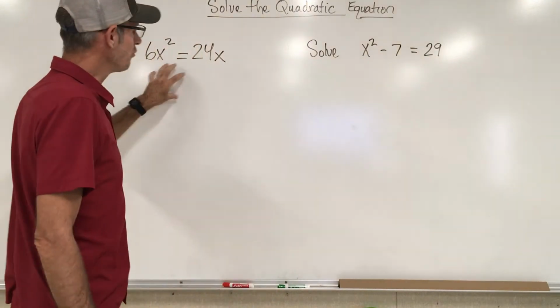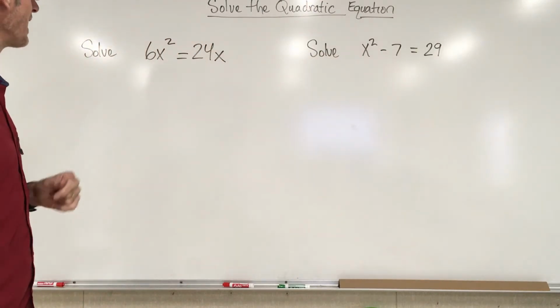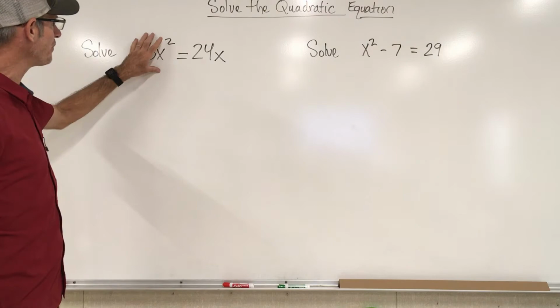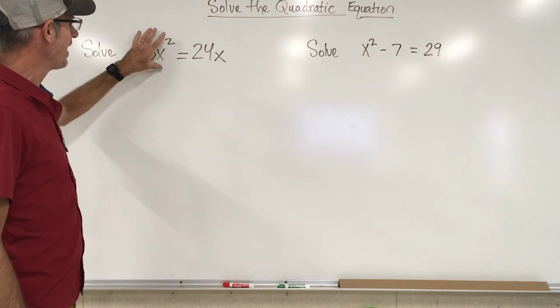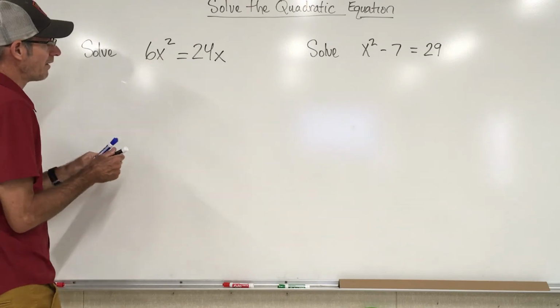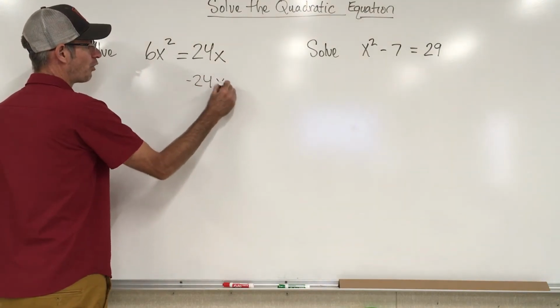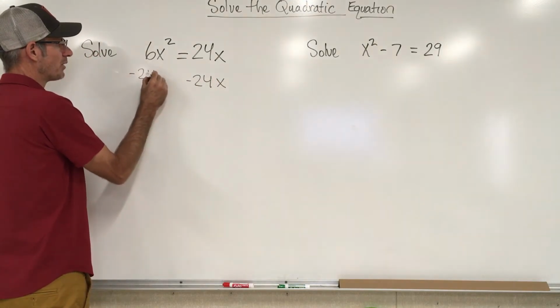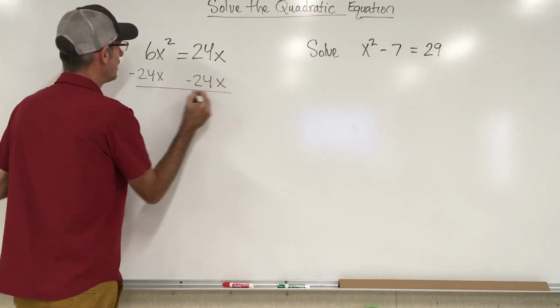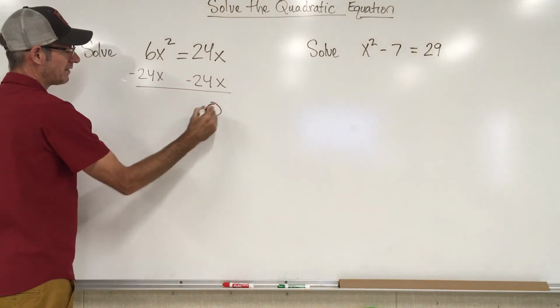I will show you how to do both of these problems together so that you can see how they're slightly different. Since both of these have x's, I want to get the x's on the same side of the equation. So I'm going to start out by putting it in standard form. In standard form, one side of the equation is always going to be 0. So this side, 24x minus 24x is 0.